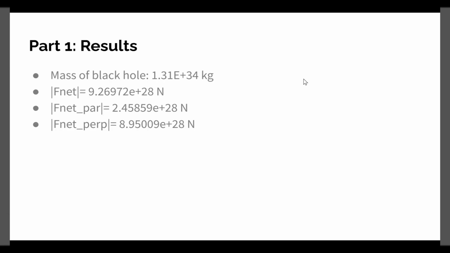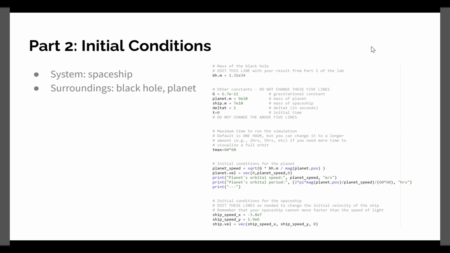Here's the result that I got from part one. The mass of my black hole was 1.31 times 10 to the 34th kilograms. We also have the magnitude of the forces here. Then, using that mass for the black hole, I was able to set my initial conditions for part two, where again my system is a spaceship and the surroundings are the black hole and the planet. So we have the mass here and other constants here.